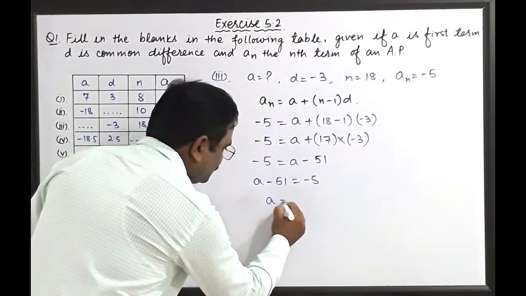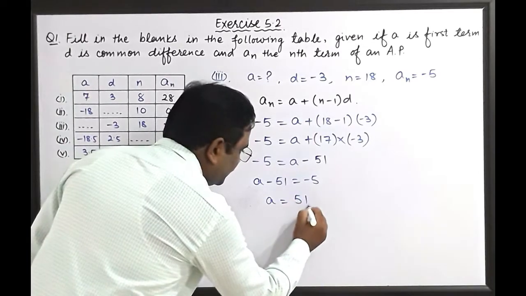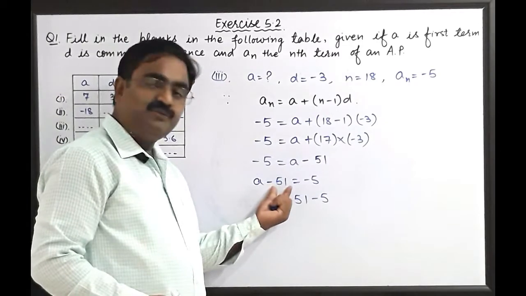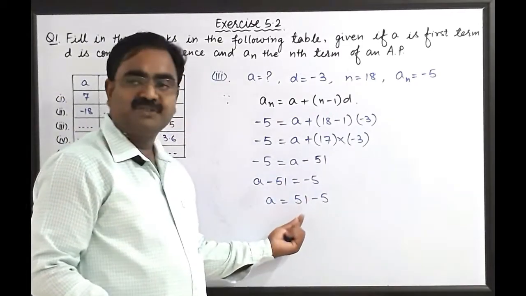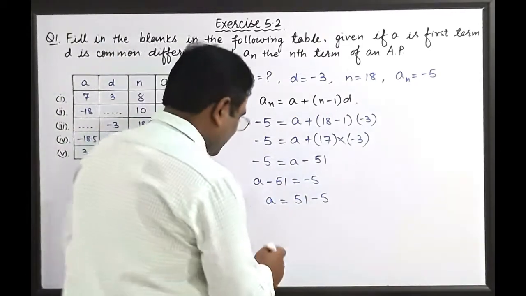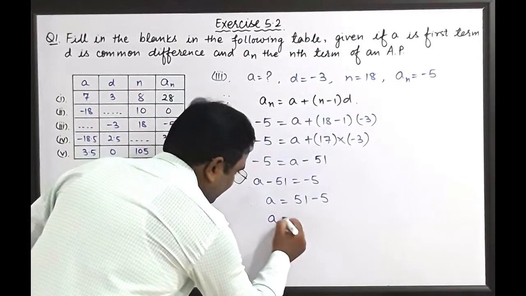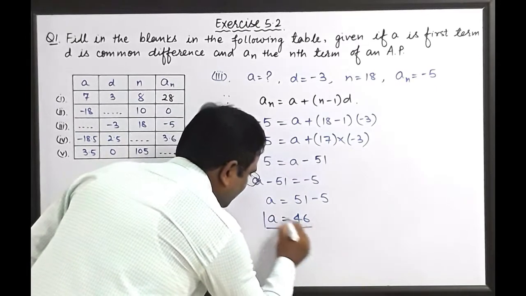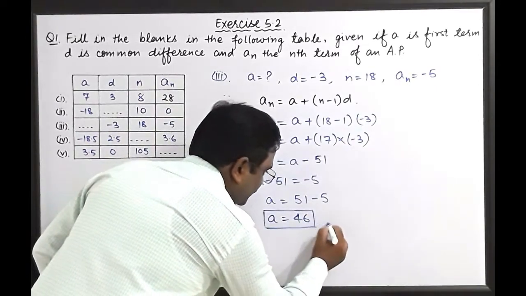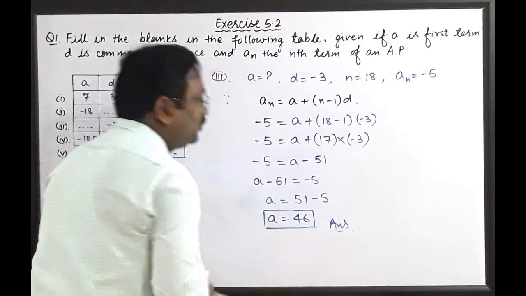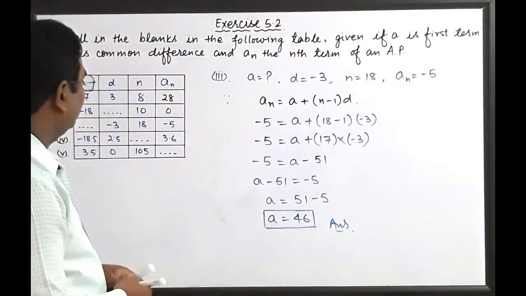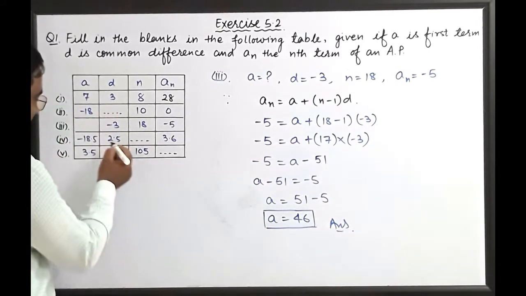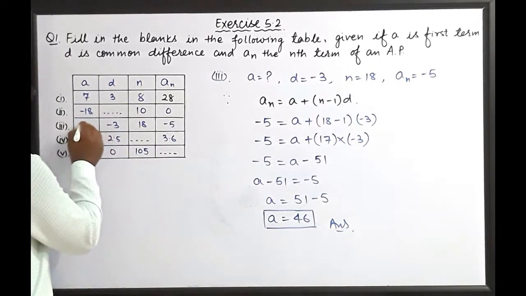Now a is equal to 51 minus 5. Why? Because this minus 51 was negative here, and on the right side it becomes positive. So 51 minus 5 is equal to 46, which is the first term of this series, and you have to fill this number in this blank. So the first term a is equal to 46.